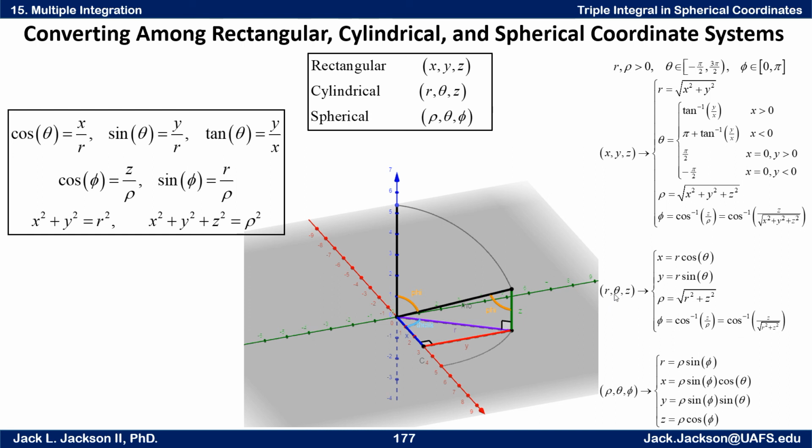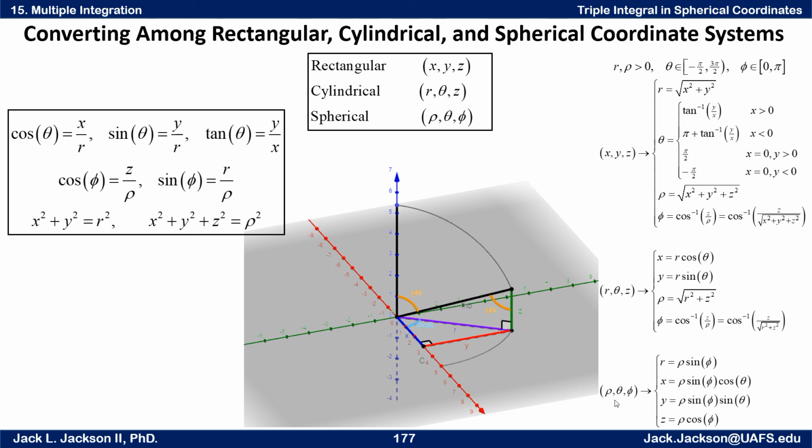And here we go, r, theta, and z. If we're starting with that, x equals r cosine of theta, y equals r sine of theta. Rho is the square root of r squared plus z squared. Phi, again, is the inverse cosine of z over rho, so that's the inverse cosine of z over the square root of r squared plus z squared. So these show you how you can take your r, theta, and z and get x, y, rho, and phi.